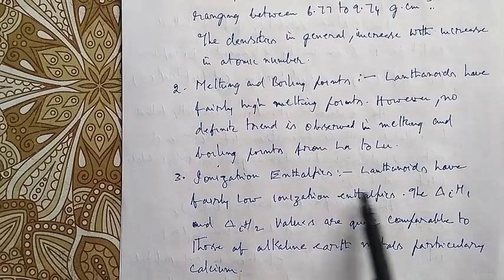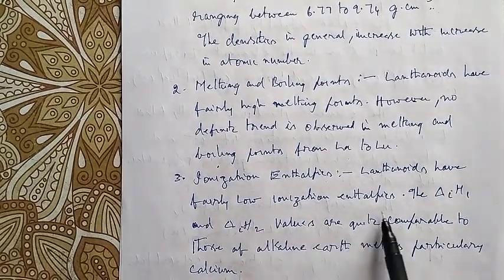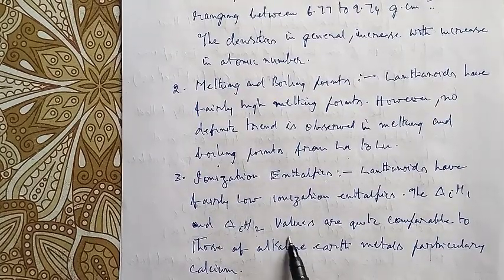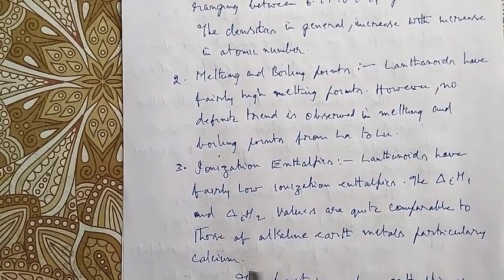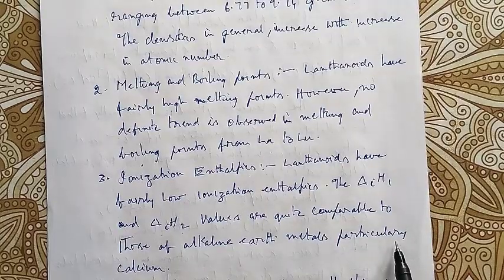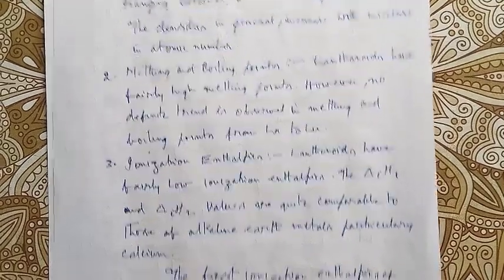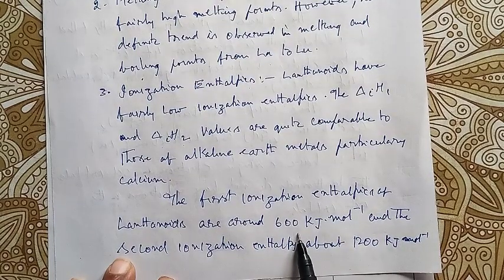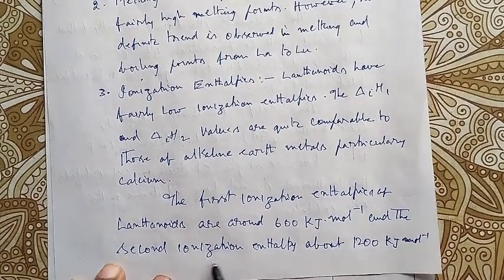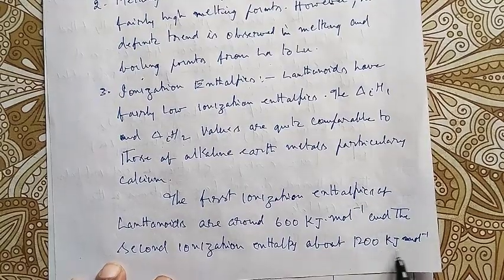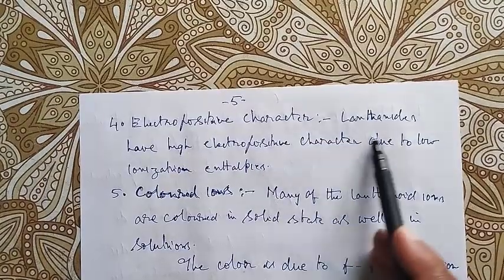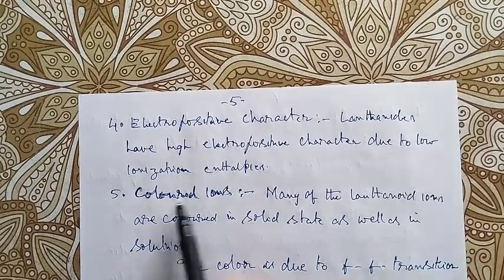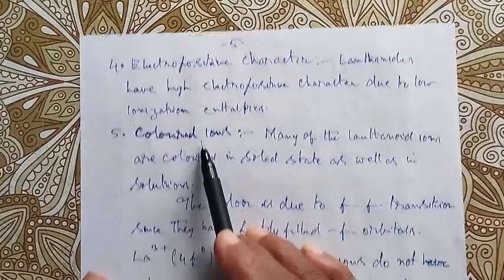Ionization enthalpies. Lanthanides have fairly low ionization enthalpies. First and second ionization enthalpy values are quite comparable to those of alkaline earth metals, particularly calcium. The first ionization enthalpies of lanthanides are around 600 kilojoule per mole and the second ionization enthalpy is about 1200 kilojoule per mole. Electropositive character. Lanthanides have a high electropositive character due to the low ionization enthalpies.